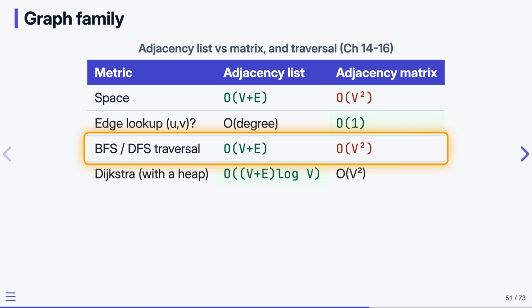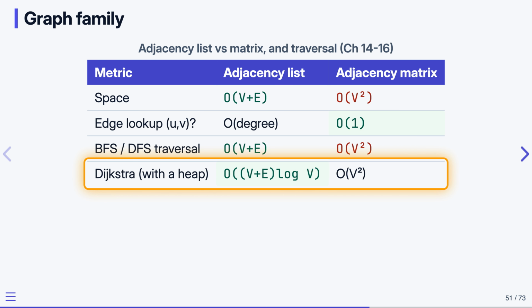A breadth first or depth first traversal visits every vertex and edge. Big O of V plus E with a list, but big O of V squared with a matrix. Dijkstra with a heap runs in big O of V plus E times log V on a list, much better than the matrix's big O of V squared for sparse graphs.